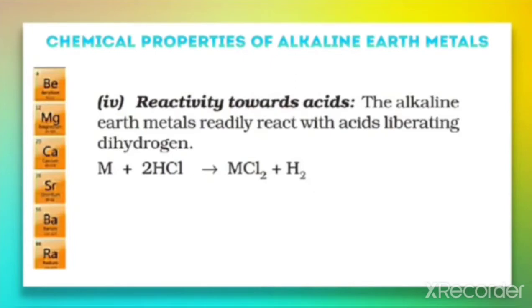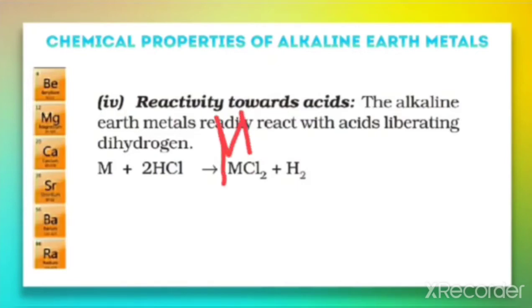The positive part combines with the negative part, because the metal here is always electropositive. So the positive part of this and the negative part, that is Cl. Cl is the negative part in HCl. So the combination results in the formation of MCl2. Now why is the formula MCl2?